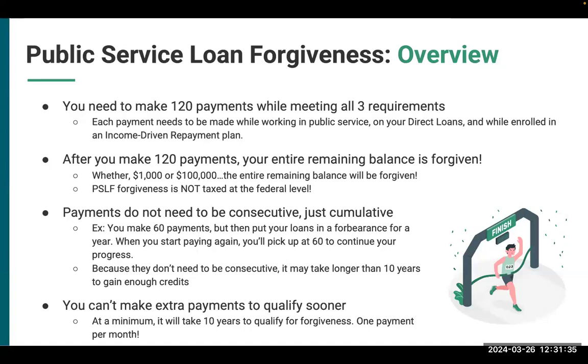So you can't double up on payments in a month and get double the amount of credits, or make a big lump sum payment and get more credits than you normally would. At minimum, the earliest it will take you to achieve forgiveness here is 10 years. 1 payment per month is how you can think about it, right?